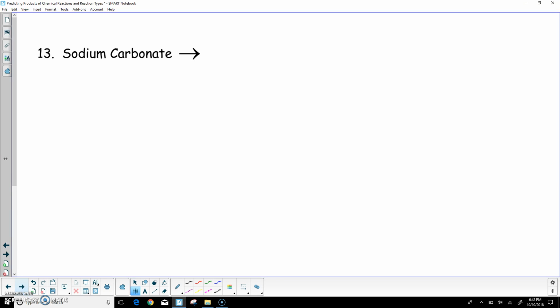Sodium carbonate. So once again, just one element that's a reactant. So this is going to be a decomposition. I look at carbonates, and once again, they turn into a metallic oxide and carbon dioxide. Sodium is 1 plus. Carbonate's CO3 and it's 2 minus, so it's Na2CO3. The carbon dioxide is just CO2, and then the metallic oxide is sodium oxide. There's my sodium oxide. This one happens to already be balanced.